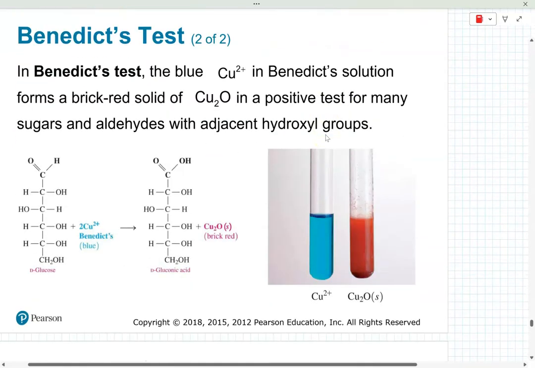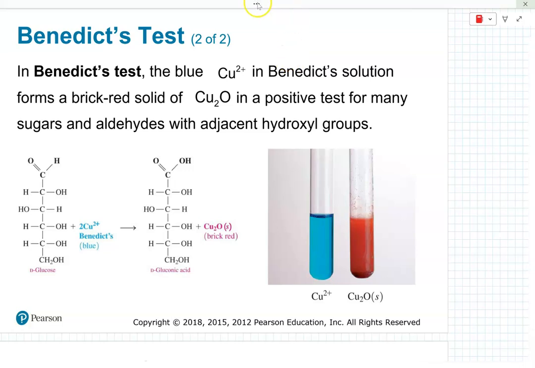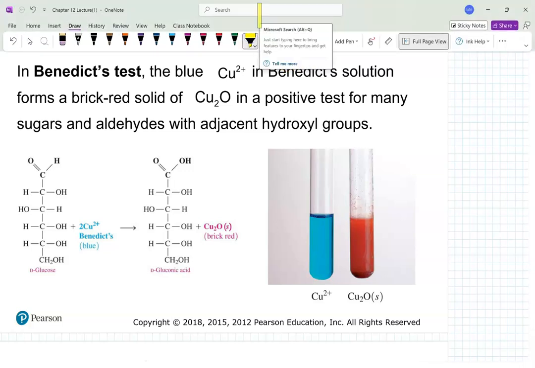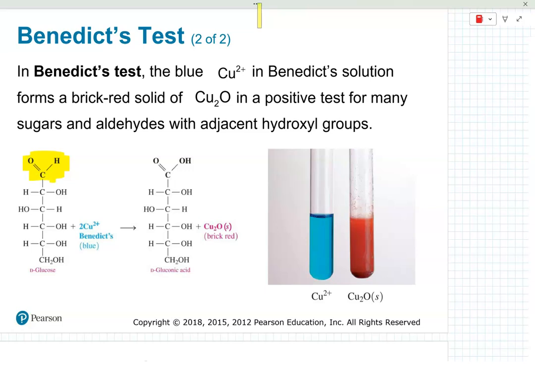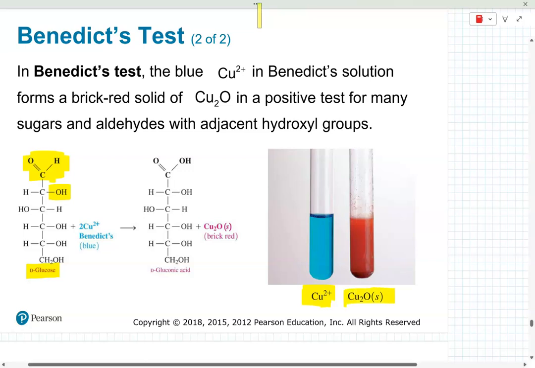So why are we interested in Benedict's test? Our next chapter will be about carbohydrates. And some carbohydrates have this aldehyde group at the end with an OH group adjacent to it. So what you're looking at on the left is the glucose. Okay? The glucose will turn the Benedict reagent, the blue one on the left, into the red precipitate. Okay?